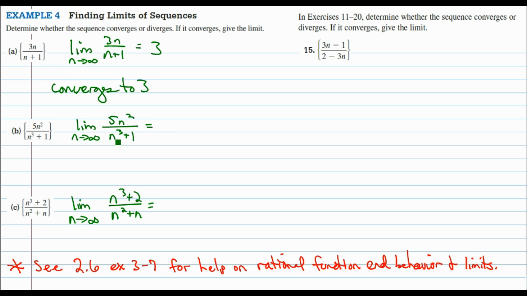Part B, the degree in the denominator is higher, so this limit will equal 0, which means this sequence converges to 0. And part C, the degree in the numerator is higher, so the limit as n approaches infinity would be infinity, and therefore this sequence defined by n cubed plus 2 over n squared plus n diverges.